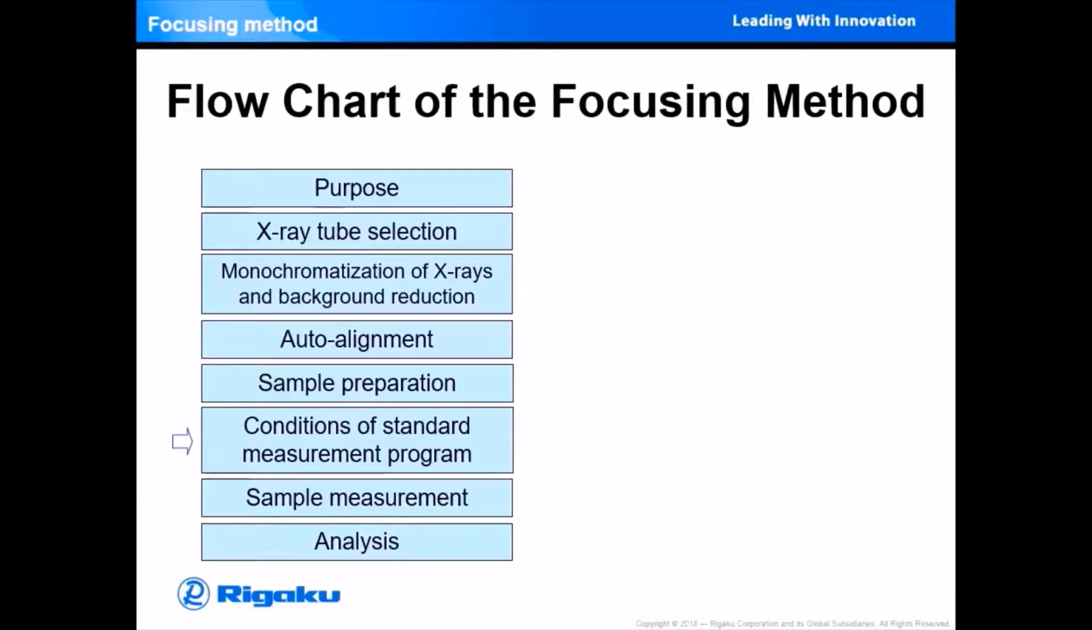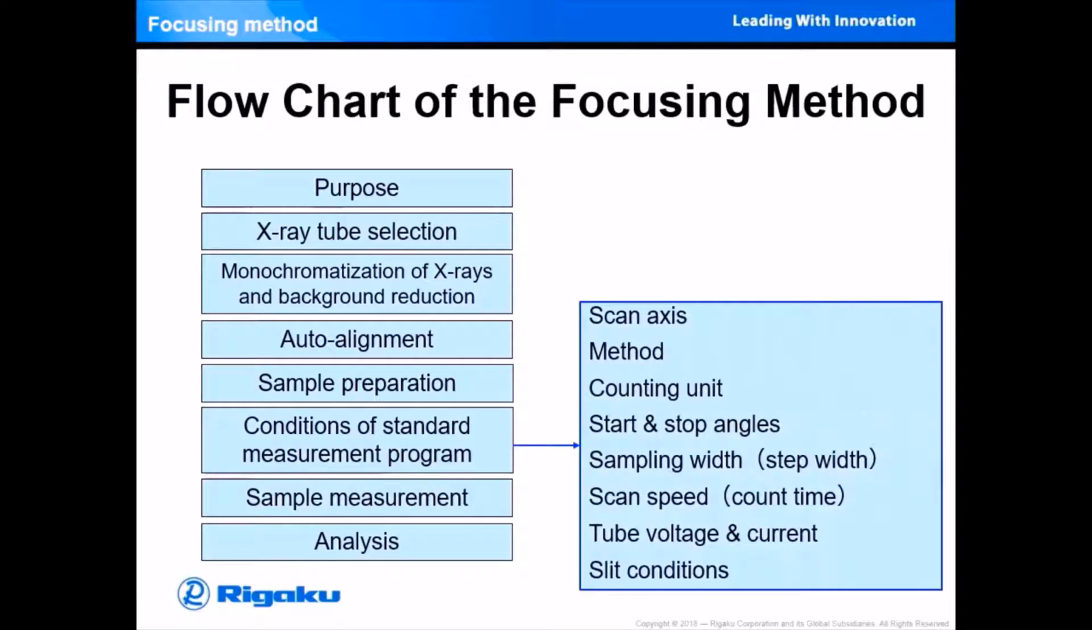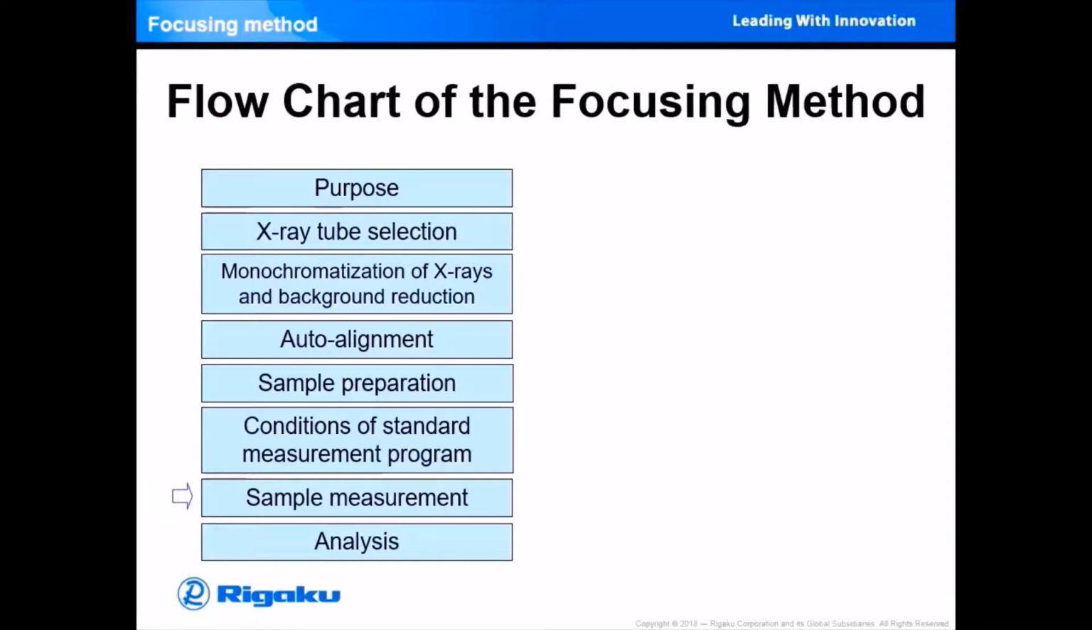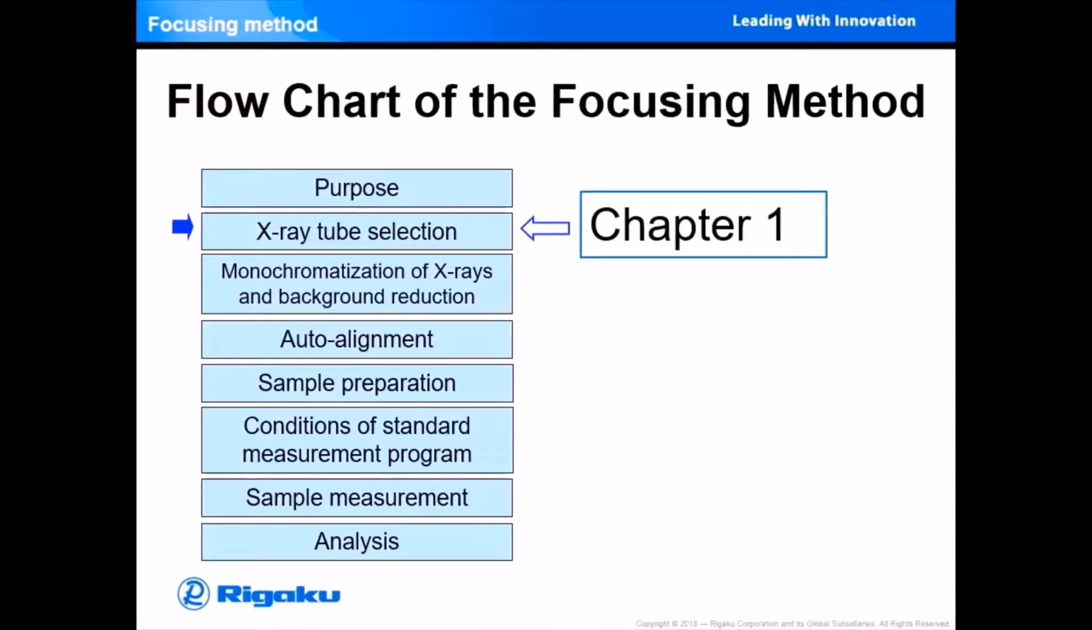After that, you should set the conditions of the standard measurement program. I'll explain in some detail the scan axis, the method, the counting unit, the start and stop angles, the sampling width or step width, the scan speed or count time, the tube voltage and current, and the slit conditions. After setting the measurement conditions, you can measure the sample. Finally, you can use the measured data for the analysis. Now I start to explain the topic of Chapter 1, the X-ray tube selection, from the next slide.